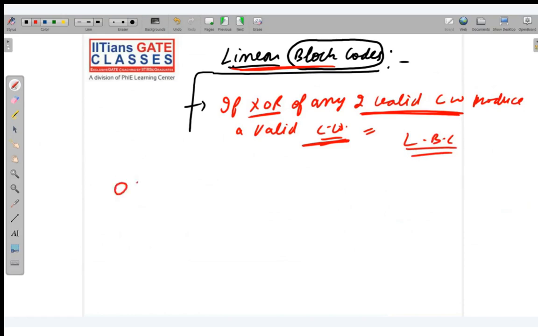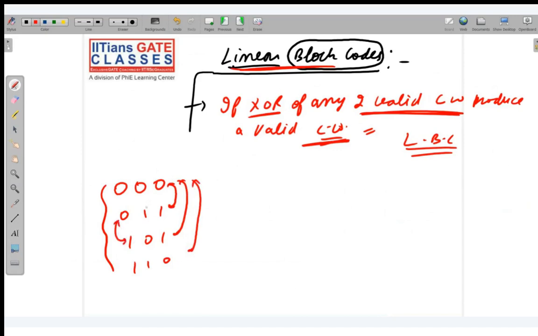For example, let me give you an idea. 0 1 1, 1 0 1, 1 1 0. So I want to say, is this a linear block code? Let me check that out. I will do XOR, pairwise XOR, of this and this. Obviously you will get 0 1 1, a valid code word. XOR of this and this, you will get 1 0 1, a valid code word. Again, you will get a valid code word 1 1 0. This and this, 1 1 0, yes, it is a valid code word.